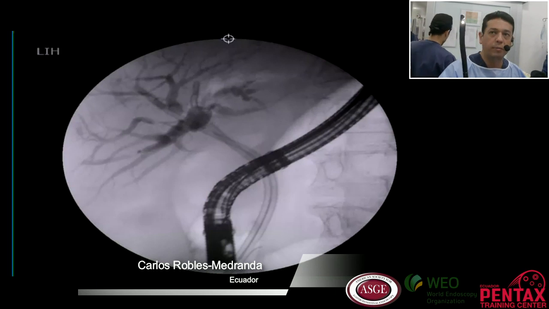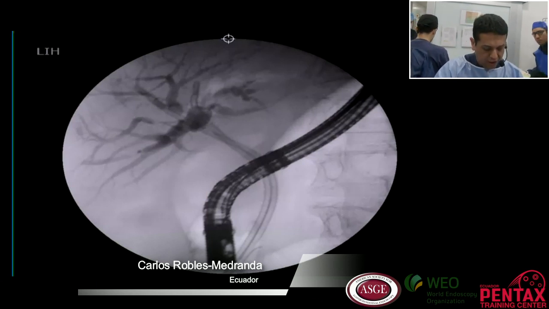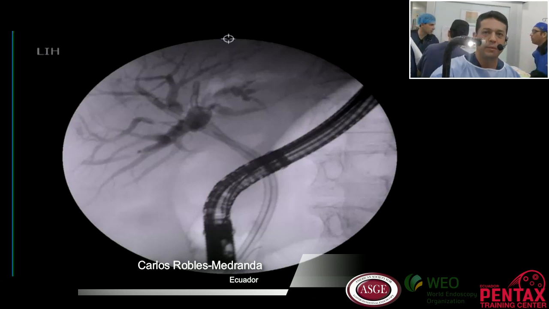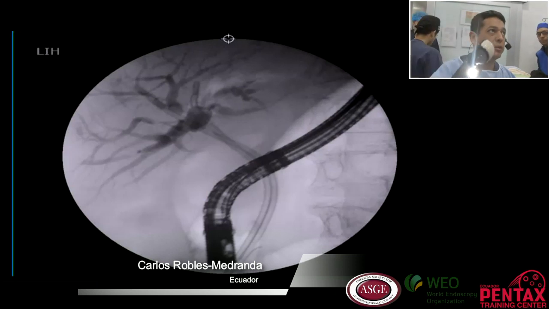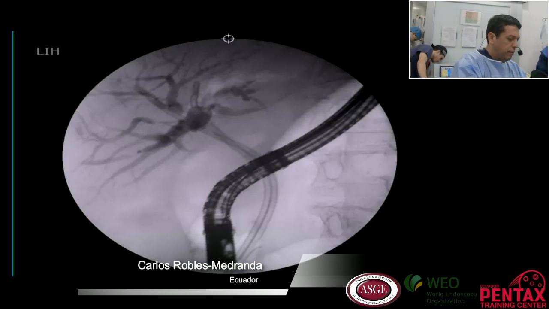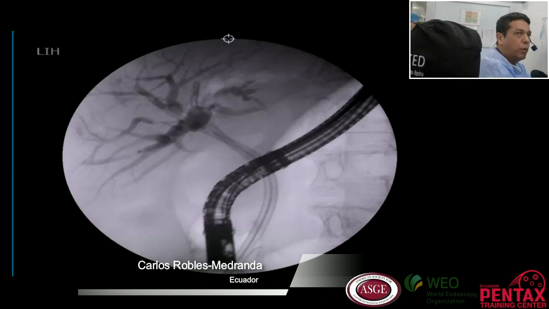So now I am using a Pentax US scope. This is the J10 UT series. This is the new from Pentax. As you can see here, this scope, you can perform a 360 degrees, and the tip of the scope is new, it's very small. And this scope has a 4.0 working channel.